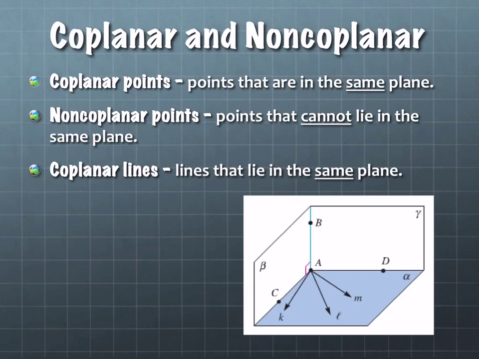There are no 3 non-coplanar points, just like there are not 2 non-collinear points. You always have a plane between every 3 points, or with those points lying in them. So we need 4 points for them to be non-coplanar. And then coplanar lines are lines that lie in the same plane. So we're going to do some examples.